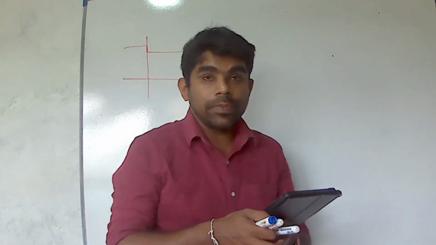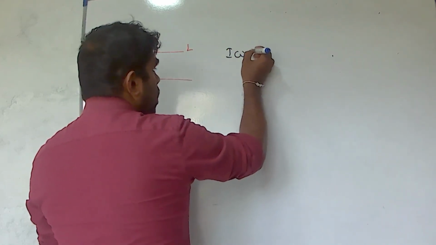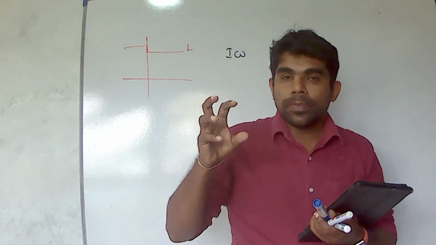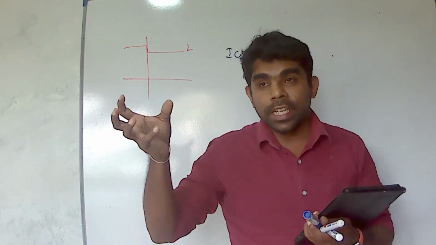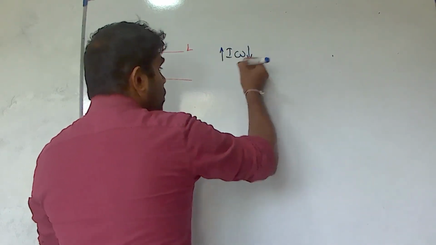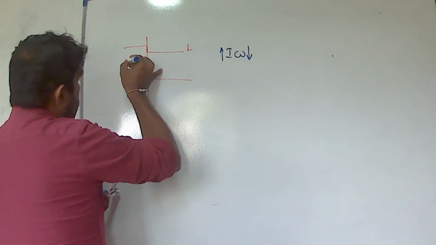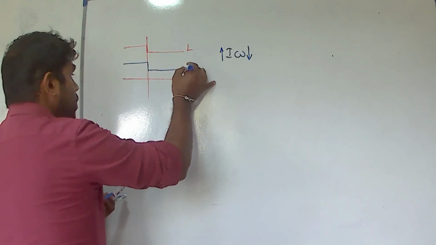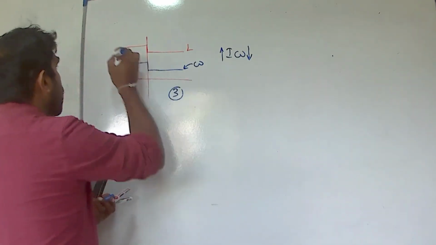When considering angular velocity, we know that I omega for the system is conserved. By landing the spider on the disk, the I value is increasing, so the omega value should be decreasing. When I increases, omega should decrease. Then the omega graph should also be like this. So we get the answer as 3 for question number 41.